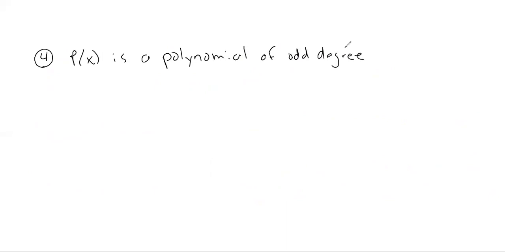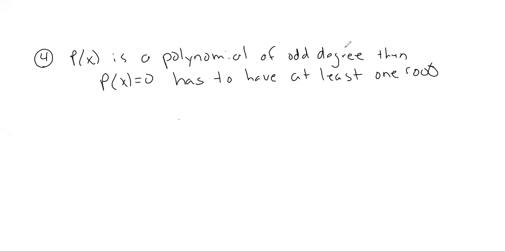The next rule is number 4. It says, if p of x is a polynomial, so if your function is a polynomial of an odd degree, then you will know that p of x equals 0 has to have one real root. Think about it.